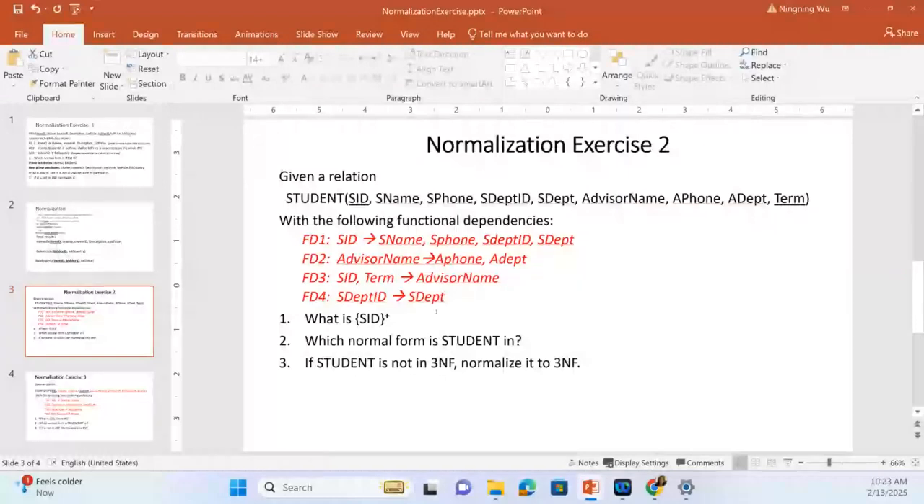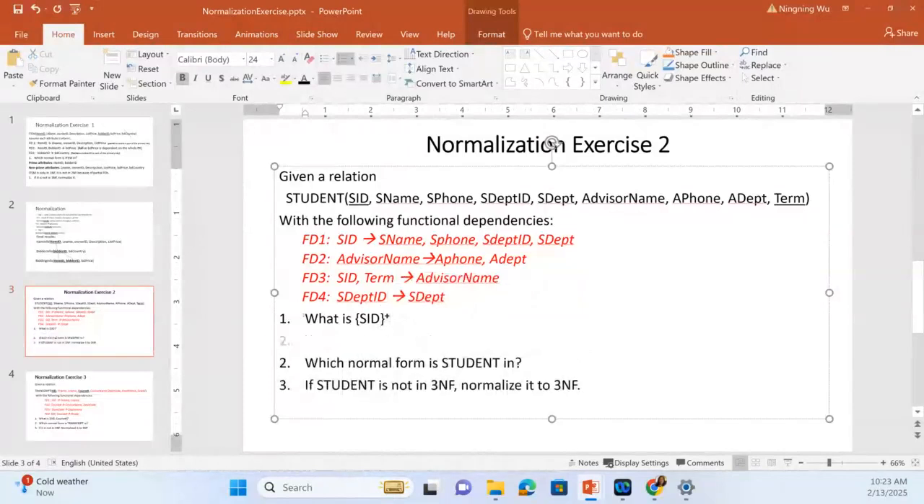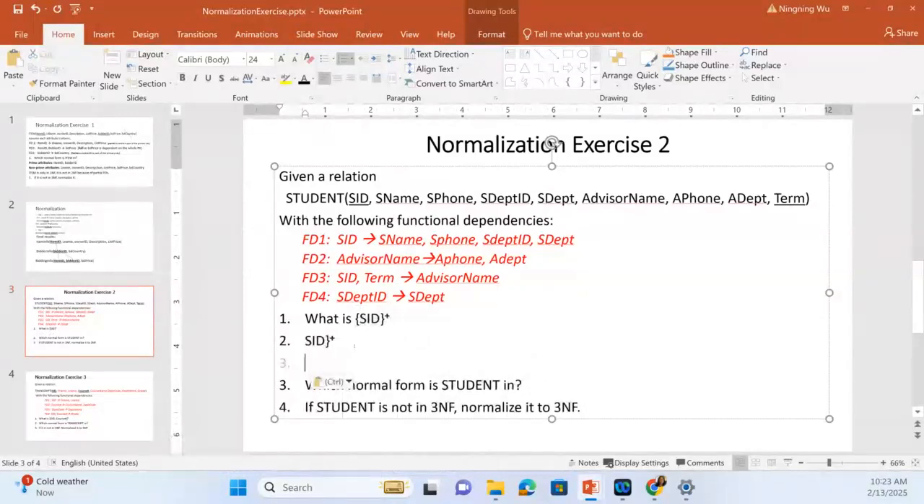So the first one, I hope you still remember this kind of notation. The superscript plus indicates this. We are trying to calculate the closure of SID. Okay. So to calculate the closure of SID, we simply follow that algorithm. I think in the class we discussed.